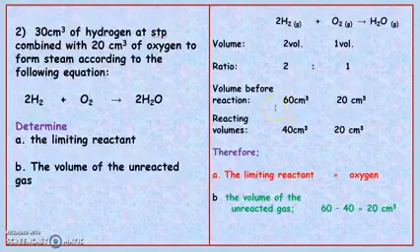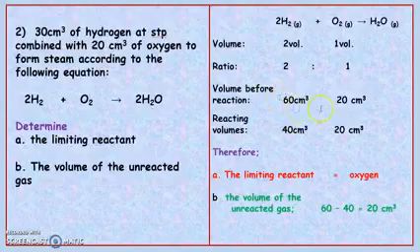So since from what we are given in the equation, we have 60 cm cube of hydrogen, that's 60 volume of hydrogen and 20 volume of oxygen. If you look at this now, for 2 volume of hydrogen, we need 1 volume of oxygen. So for 60 volume of hydrogen, we need half of it for oxygen, that is 30 cm cube. But what we have here is 20 cm cube. So the one in limited quantity is the oxygen. So the limiting reactant is the oxygen.